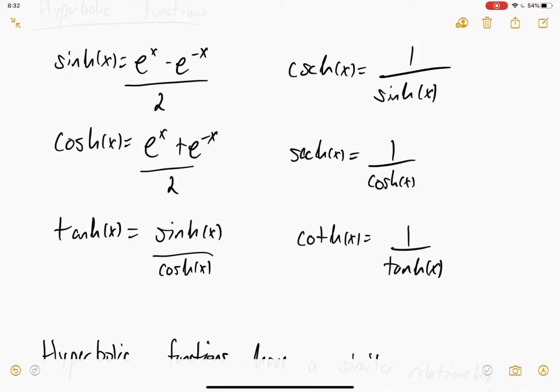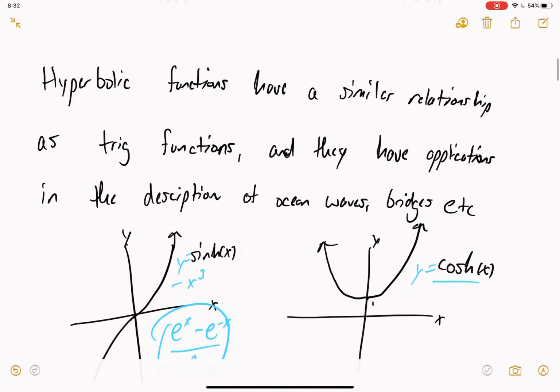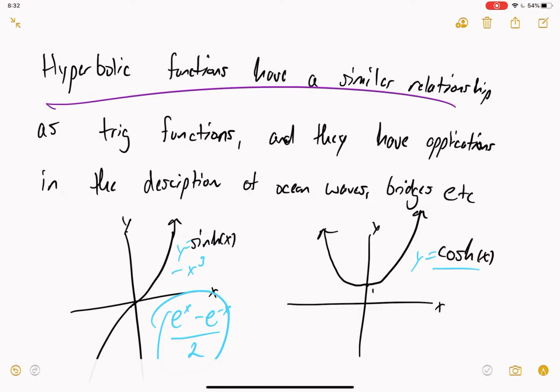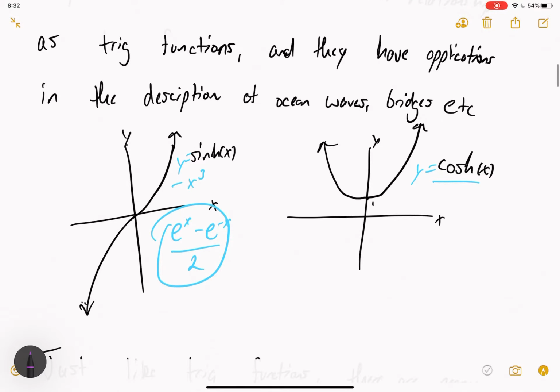Hyperbolic cosecant is just going to be one over hyperbolic sine, and so on. So basically the same thing that I just said right here. Hyperbolic functions have a similar relationship as trig functions, and they have applications in the description of ocean waves and bridges and so on.